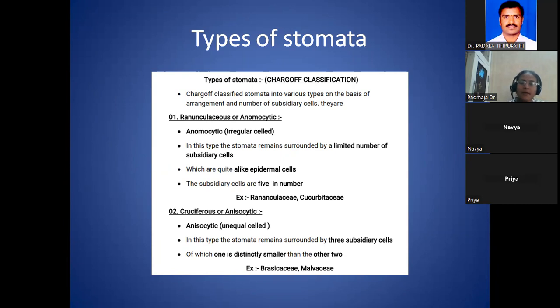These are seen in the Cucurbitaceae family and the Ranunculaceae family. So the stomata is called ranunculaceous stomata or anomocytic stomata. And in crucifers, we see anisocytic, that means unequal cells, here. The guard cells are surrounded by 3 subsidiary cells, one of which is distinctly smaller than the other.